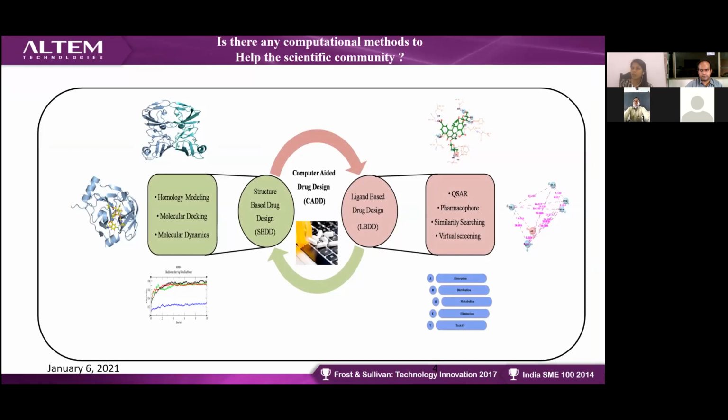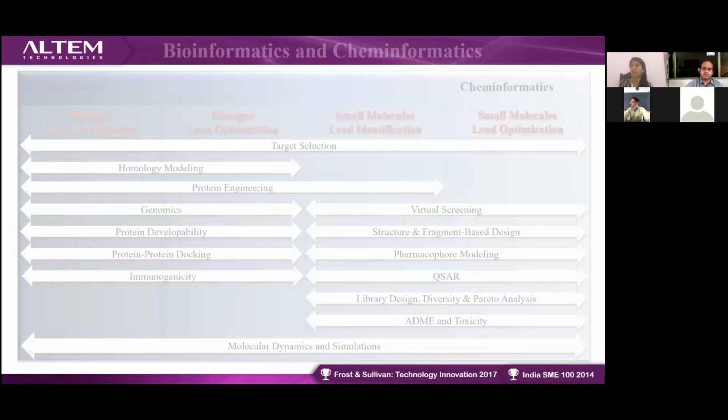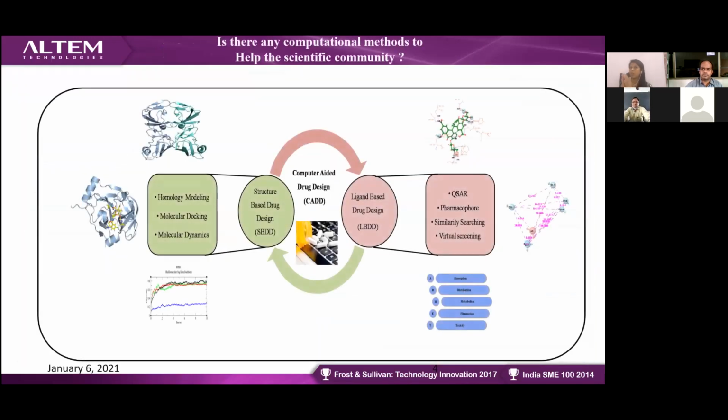Coming to the computational method, we'll be having that question. So we have bioinformatics as well as cheminformatics approaches. So what is computer-aided drug design? Computer-aided drug design can be categorized into two types. One is structure-based drug design and another one is ligand-based drug design.